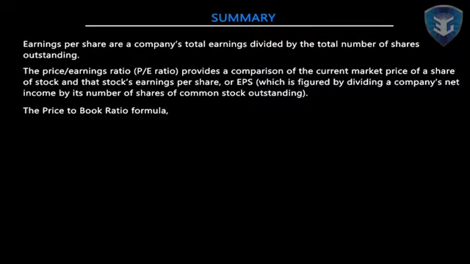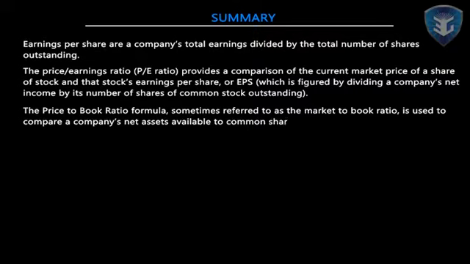The price to book ratio formula, sometimes referred to as the market to book ratio, is used to compare a company's net assets available to common shareholders relative to the sale price of its stock.